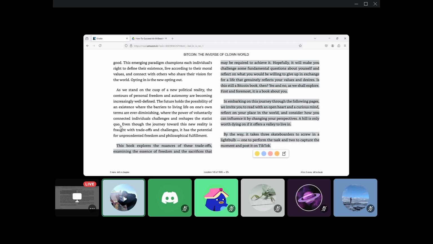This book explores the nuances of these trade-offs, examining the essence of freedom and the sacrifices that may be required to achieve it. Hopefully, it will make you challenge some fundamental questions about yourself and reflect on what you would be willing to give up in exchange for a life that genuinely reflects your values and desires. Is this still a Bitcoin book then? Yes and no, as we shall explore. First and foremost, it is a book about you. In embarking on this journey through the following pages, we invite you to read with an open heart and a curious mind, reflect on your place in the world, and consider how you can influence it by changing your perspectives. A hill is only worth dying on if it offers a valley to live in.